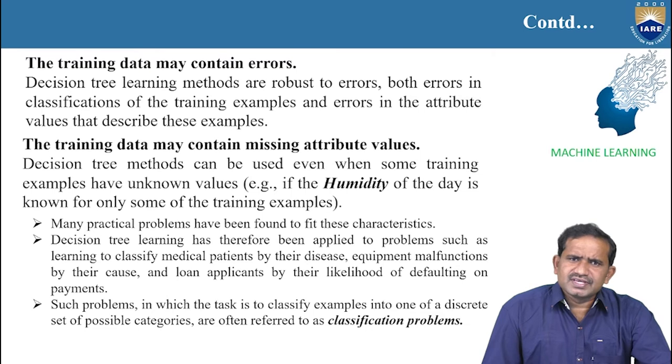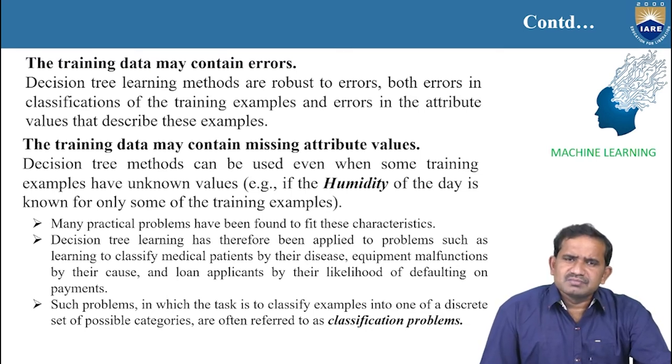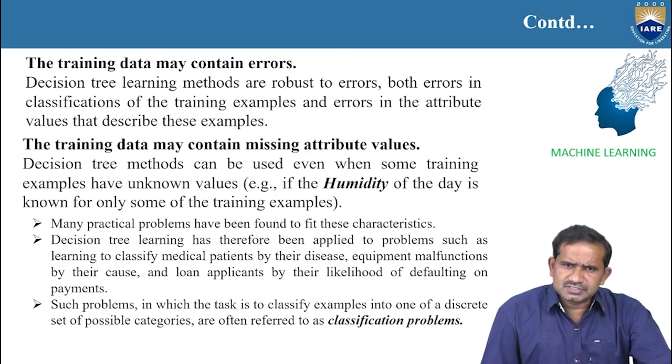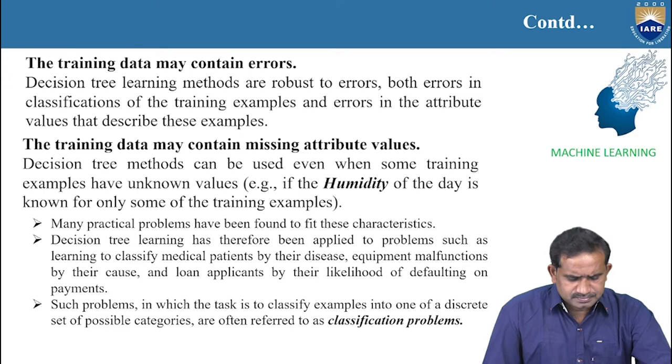So like that, we can see examples of the decision tree learning algorithm. The first one is classifying the disease of patients. The second one is finding malfunctions in equipment. The third one is classifying defaulters as well as normal borrowers. Such problems, which classify examples into a discrete set of possible categories, are often referred to as classification problems.